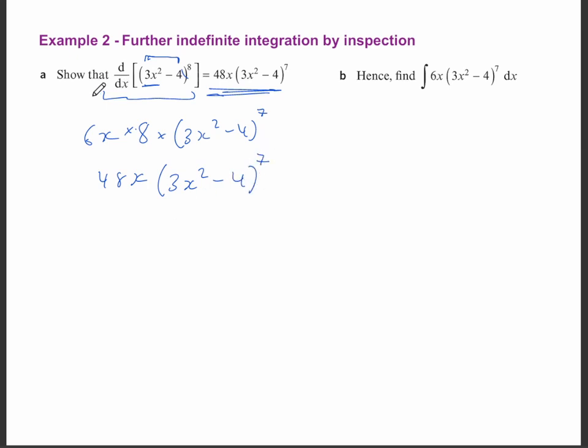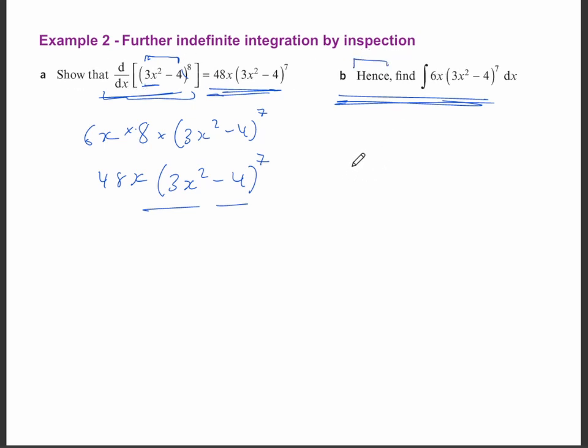So here we have shown that the derivative of 3x squared minus 4 power 8 is equal to 48x times 3x squared minus 4 power 7. Now we are told to find the integral of this thing right here. Remember, integral is the reverse of differentiation. So since they said hence, that means we have to use the previous information to find this.